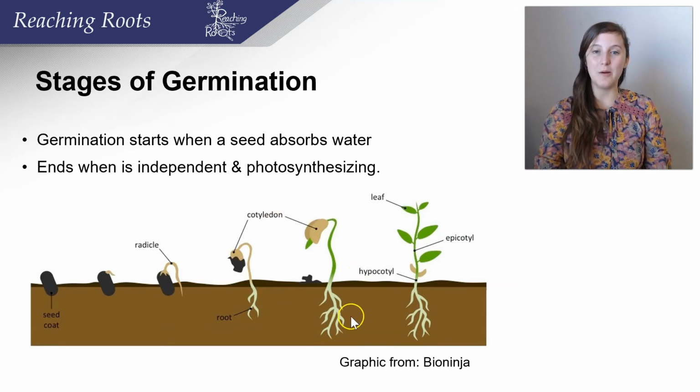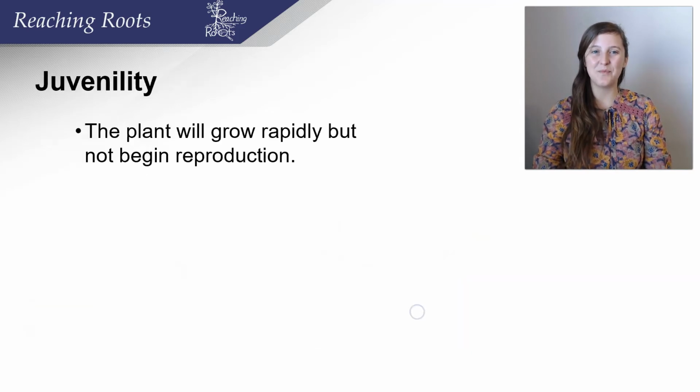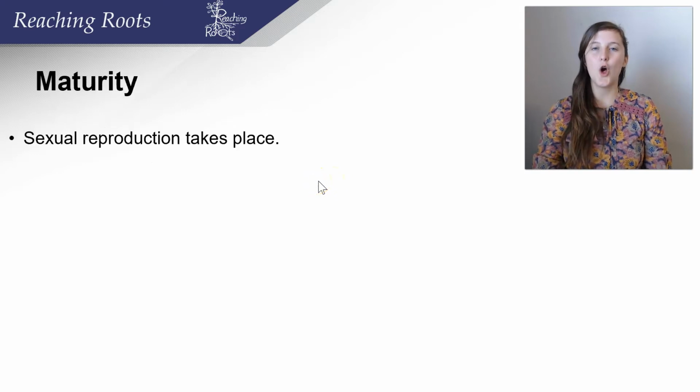As the plant develops, eventually more leaves will be produced and it will become self-sufficient or independent, and then the stage of germination is over. It enters the stage of being a juvenile plant or an immature plant. Juvenility is when the plant grows rapidly but does not begin to reproduce. It does not begin to produce flowers. Once the plant is mature, sexual reproduction takes place, which means the production of flowers.